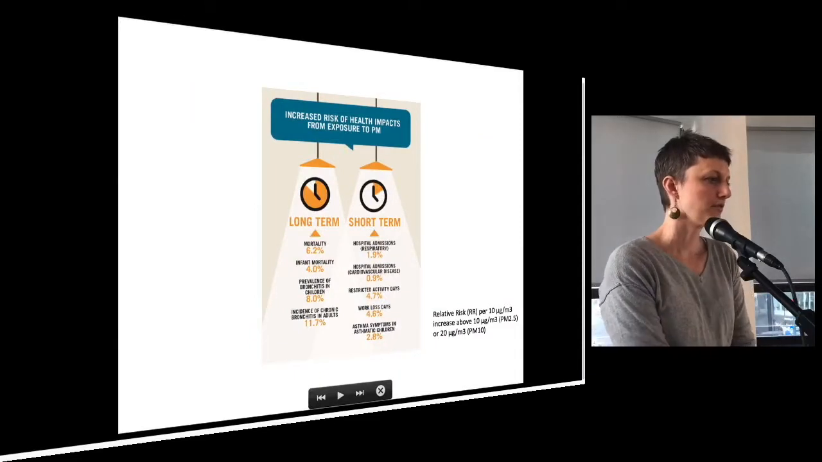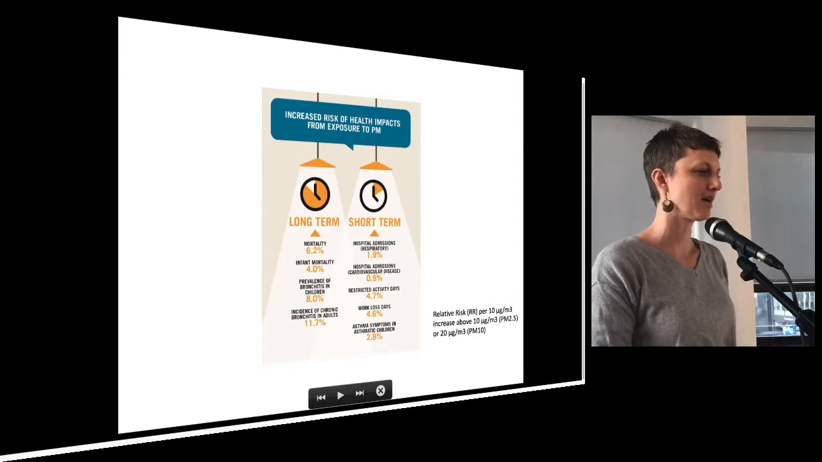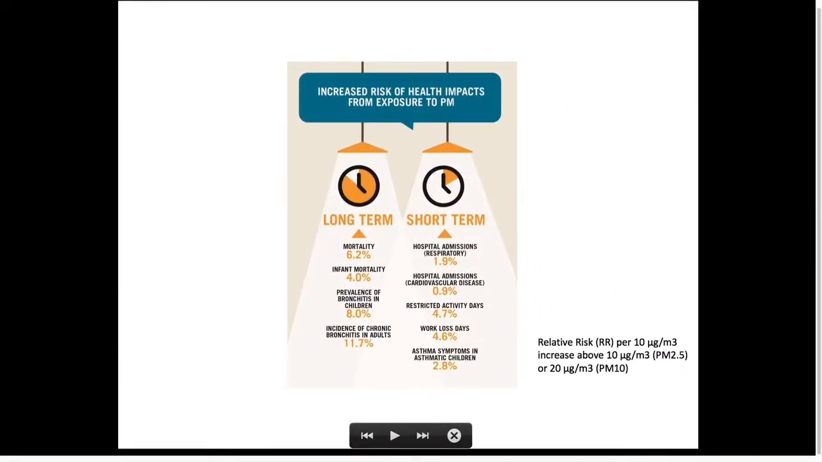In terms of exact numbers affecting health, I prepared this graphic on increased risk for health impacts. There is a difference between long-term and short-term exposure, and via different kinds of meta-analysis, the current scientific agreement is that every increase of 10 micrograms of PM2.5 or 20 micrograms of PM10 will increase, for example, mortality by 6.2% on a population level.